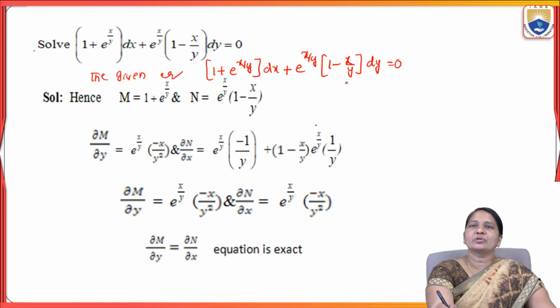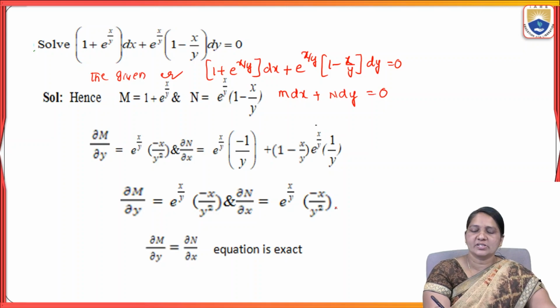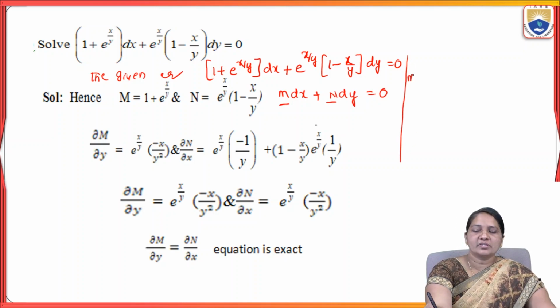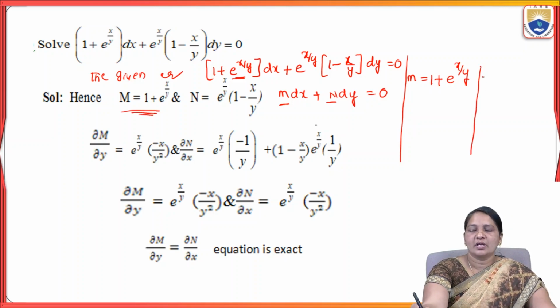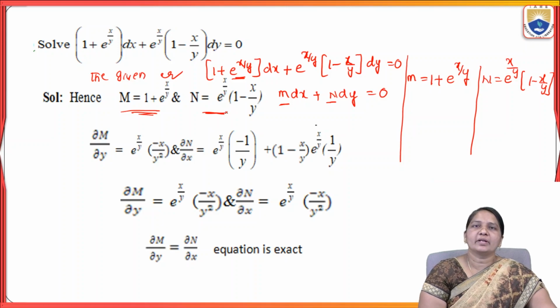Here we are going to compare this equation with the general form. What is the general form? M dx plus N dy equal to 0. So when you are comparing with this general form of the differential equation, what is the m value, what is the n value? First of all, we write the m value. M dx means here the m value is 1 plus e power x by y. That is what we wrote here. And what is the n value? The n value is e power x by y into 1 minus x by y.